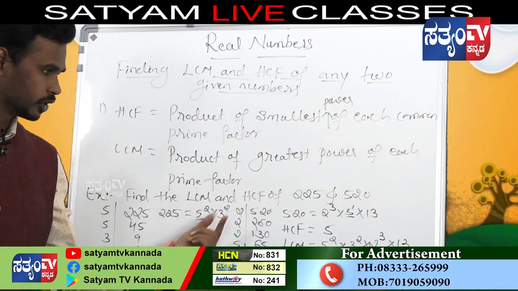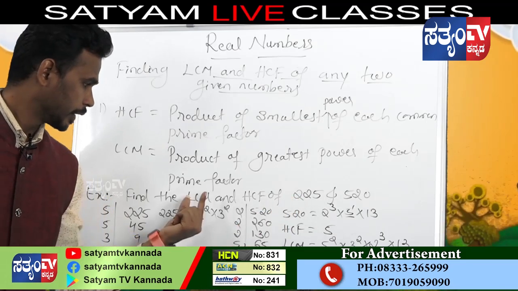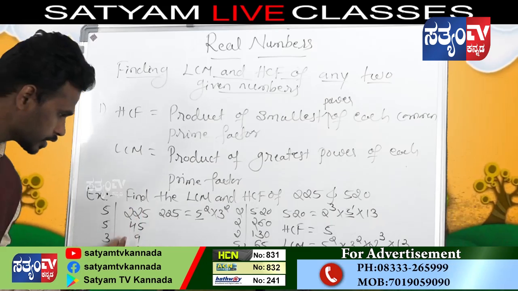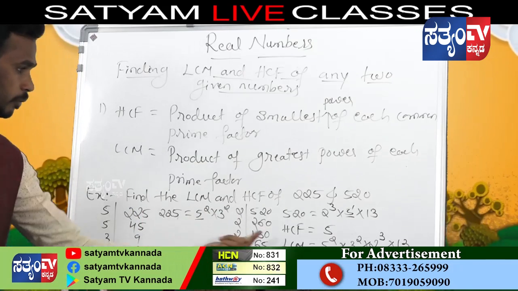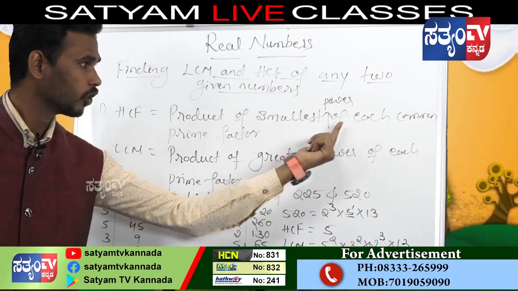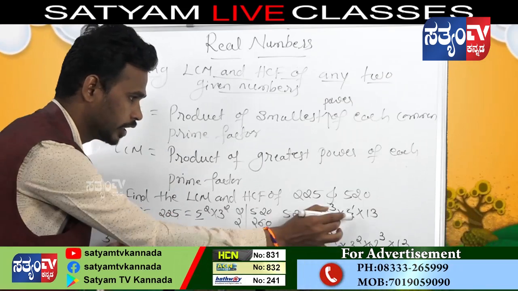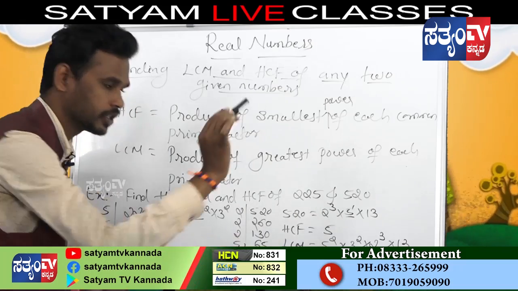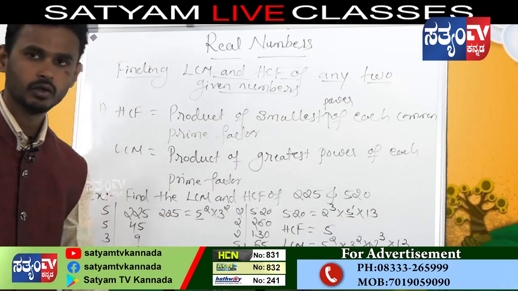Okay students, let's see once again how to find the LCM of any two numbers. Find the LCM and HCF of 225 and 520. Factorize these two first, and you know how to factorize it. For HCF, what is the condition? Product of smallest power of each common prime factor. See which are common, and in that take the smallest one. Here 5 is common. In that, the smallest power is 1. So the HCF is 1.